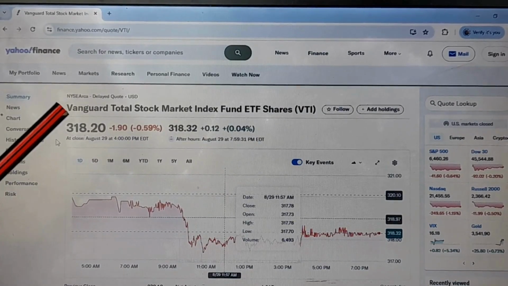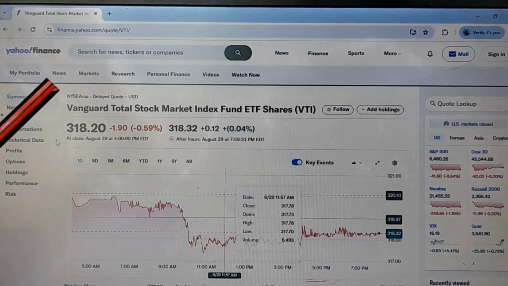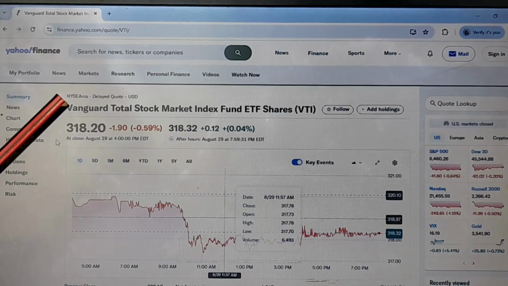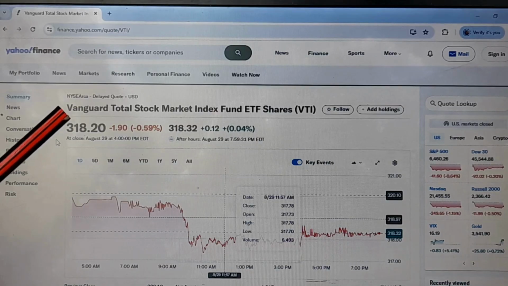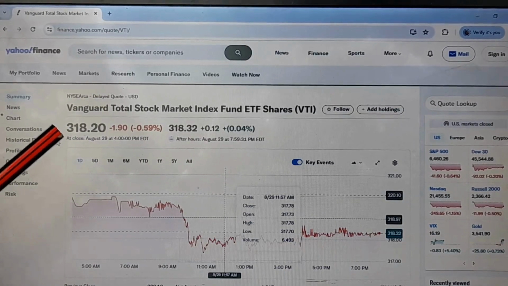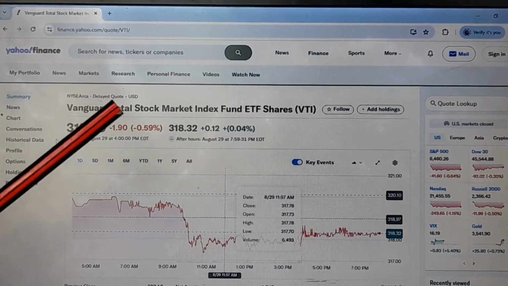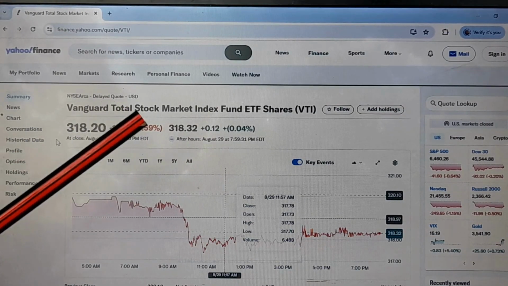On top you see the New York Stock Exchange, and you see it is written delayed quote. Yahoo Finance is free, so they take time to relay the information to this website where you can read. But if it was your broker, it would be the real feed, okay, real-time feed. So that is why you see on top here it's written delayed quote.